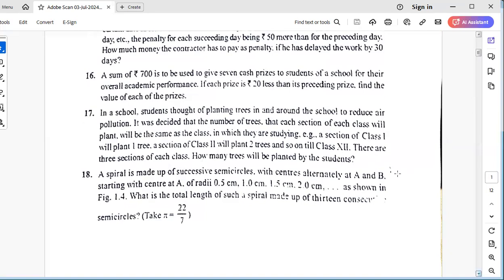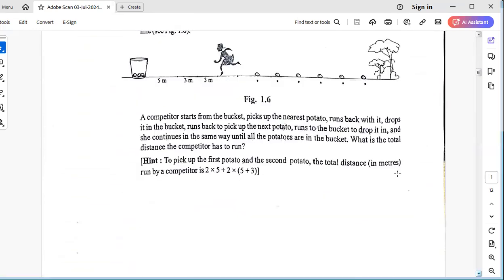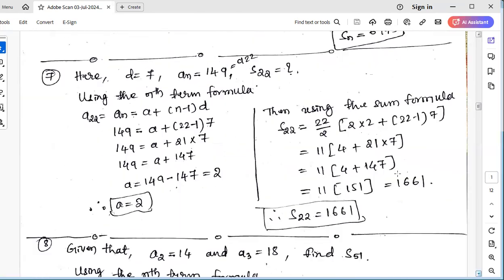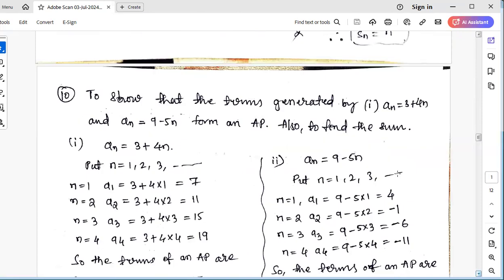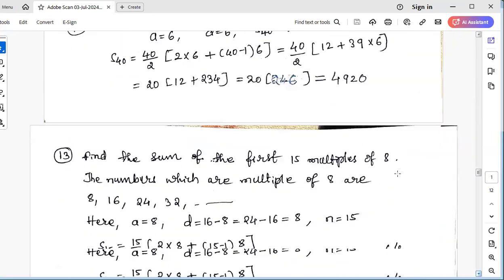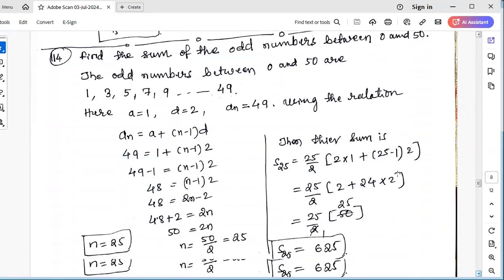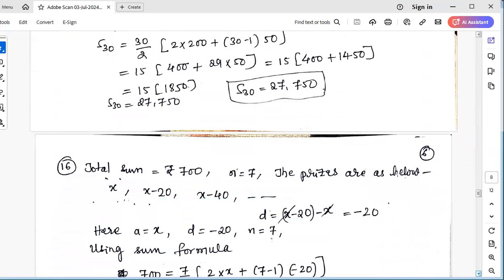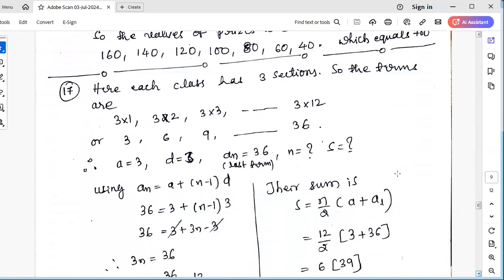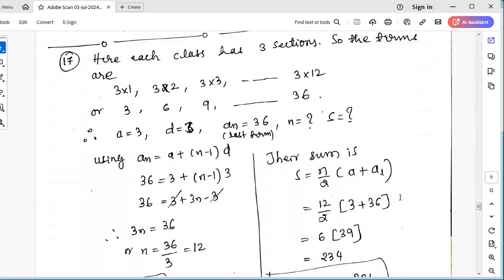So this is the problem, and we'll see what its solution is. So it's the 17th problem. The 17th problem solution is like this.